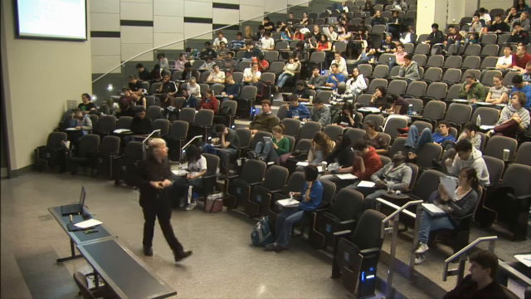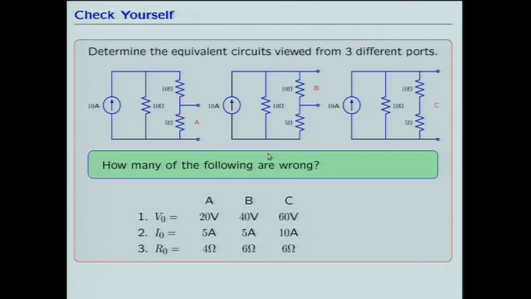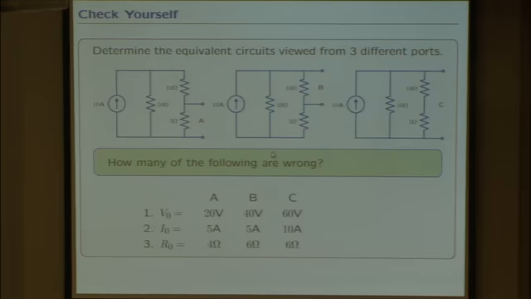Okay, just to make sure that you're following me, here's a question that has to do with taking the same circuit but considering the Thevenin or Norton equivalent at 3 different ports. Here I'm thinking about what would happen if I looked in terminal A, what if I looked in terminal B, or looked in terminal C, figure out the Thevenin and Norton parameters, and see if there's an error in the table.